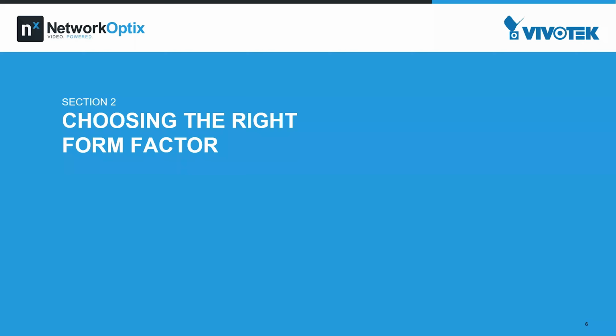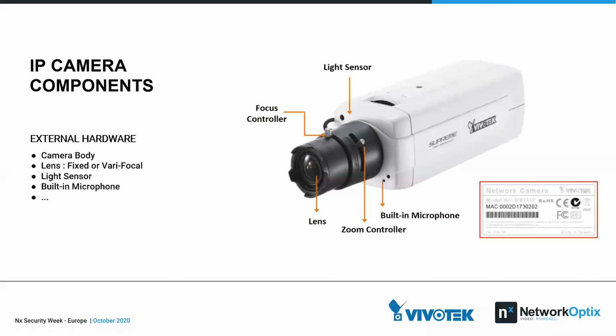So first thing off is the camera. The first things to choose will be the form factors. Indeed, a camera has diverse components. So what we need to know first is what are the main components of the camera.